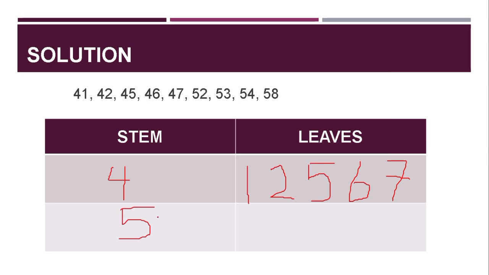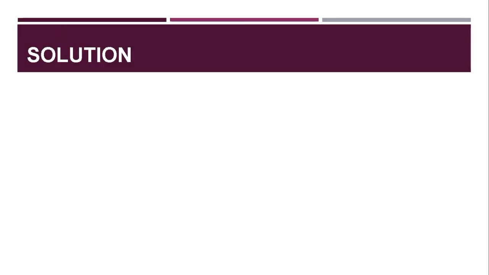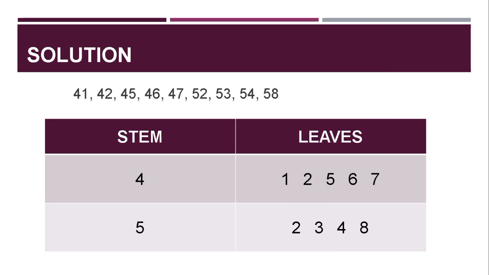For 52, I have 5 as the stem, 2 as the leaf, 3 as another leaf, 4 as another leaf, and finally 8 as another leaf. So our solution to the problem will be in this form: 4 as a stem for all the numbers in the 40 column, and 5 is the stem for all the numbers in the 50 column.